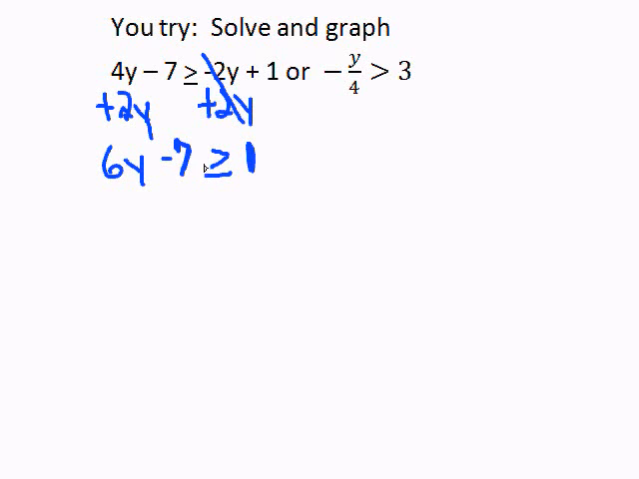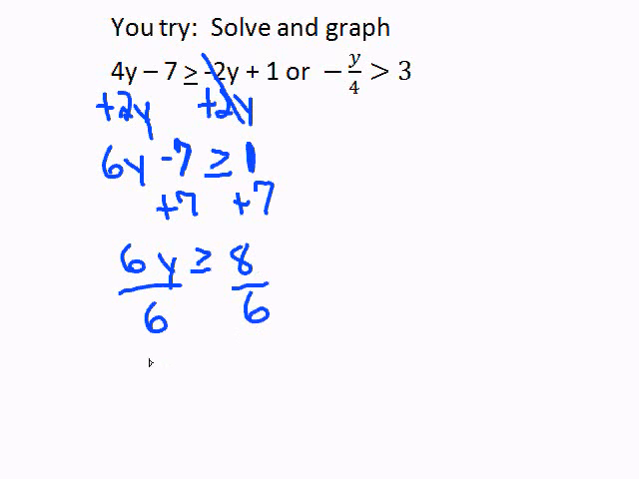So 6y minus 7 is bigger than or equal to 1. We're going to add 7 to both sides, leaving us with 6y is bigger than or equal to 8. Divide both sides by 6, and we get y is bigger than or equal to 8 over 6 reduces to 4 over 3. Or, for the second inequality, we have negative y over 4 is bigger than 3.